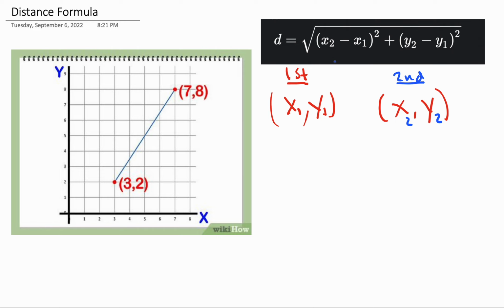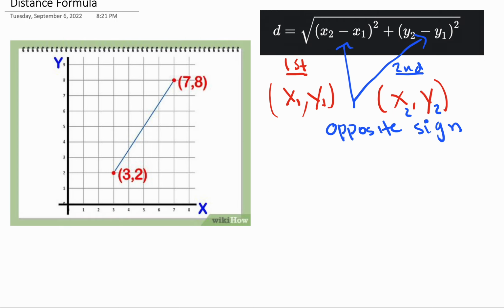When we plug into our formula, it's going to be useful to realize that negatives in formulas are the same as saying use the opposite sign you start with. So I'll try to point out what I mean as we go. So we're going to try to remember to use the opposite sign we start with. So let's give an example here by using these 2 points.